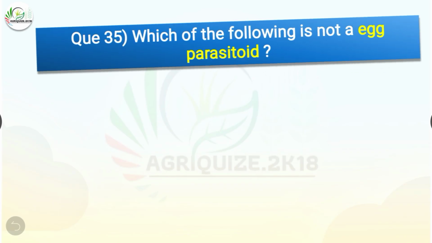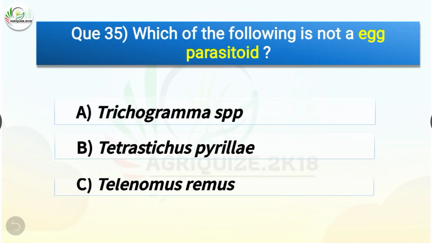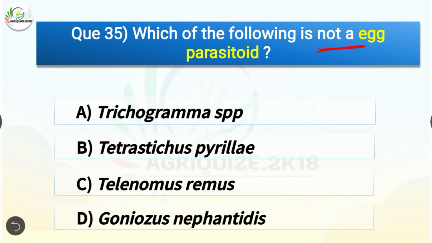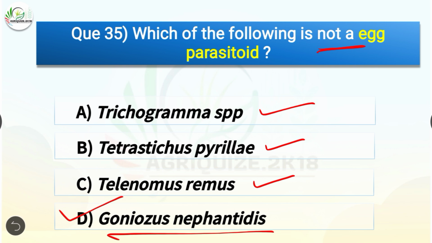Question number 35. Which of the following is not an egg parasitoid? And the correct answer is option D, Goniozus nephantidis. So Goniozus nephantidis is not an egg parasitoid. It is a larval or prepupal ectoparasitoid, whereas Trichogramma species, Tetrastichus, and Telenomus remus are the egg parasitoids.